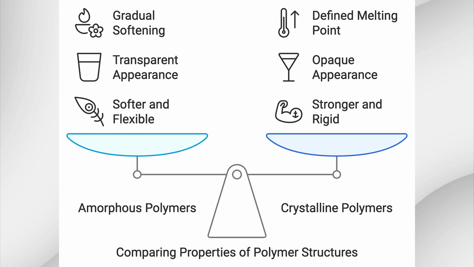Stick around to see how these structures shape everything from tires to seals and why understanding this is a game changer for rubber technologists. We will also take a look at some common polymers used in rubber compounding and discuss why knowing whether a polymer is amorphous, crystalline, or semi-crystalline matters when creating high-performance rubber products. So let's jump in. Let's start by breaking down the basic definitions.